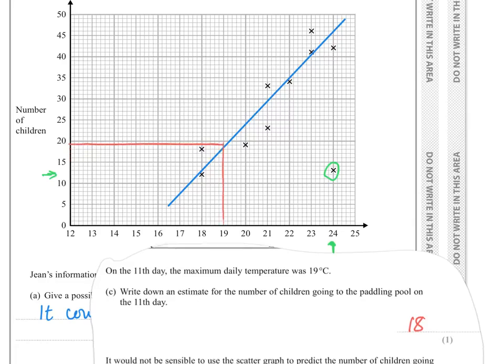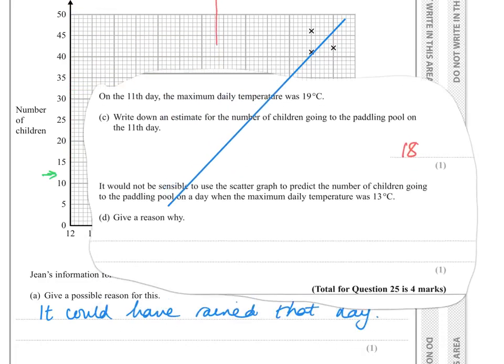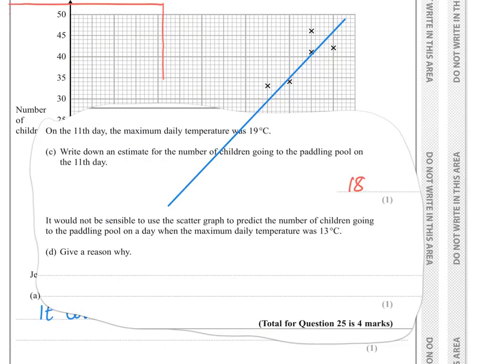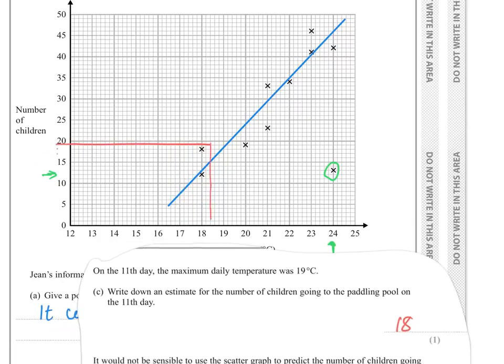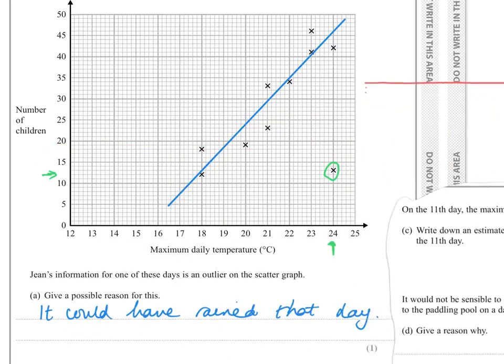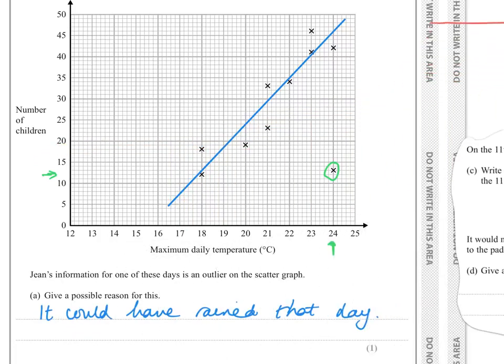The next thing it asks for is, it says it would not be sensible to use a scatter graph to predict the number of children going to the paddling pool in a day when the maximum daily temperature was 13 degrees centigrade. Give a reason why. Now, let's have a look. So we can ignore my readings there, so take that to one side.